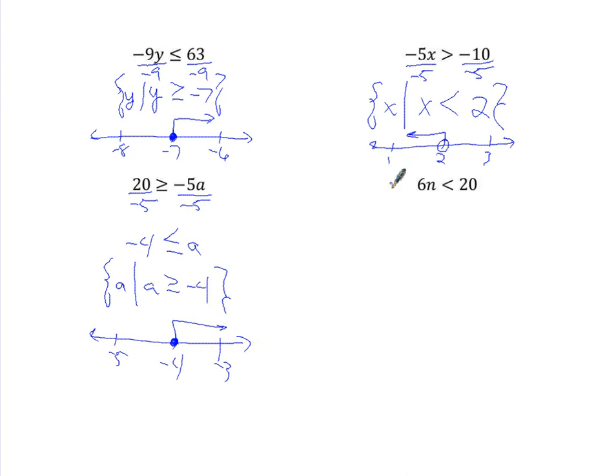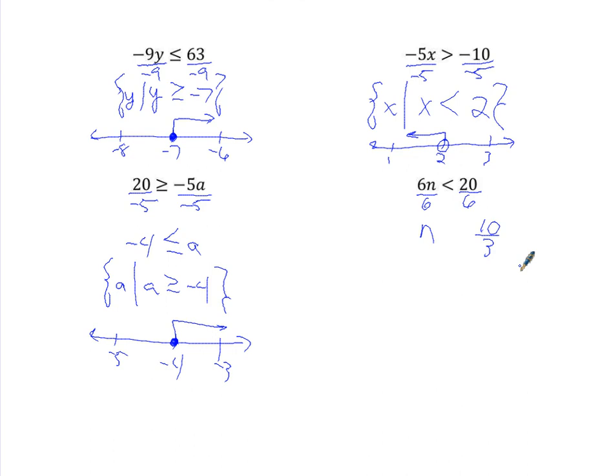For the last one, what do we do? Divide both sides by 6. So on the left I get n, on the right I get 20/6, which reduces to 10/3. Stick with the fraction, please. You don't have to go to decimal. Just reduce the fraction.